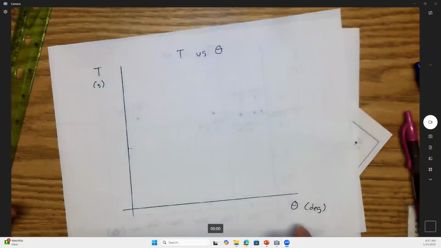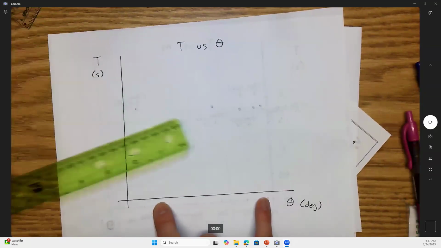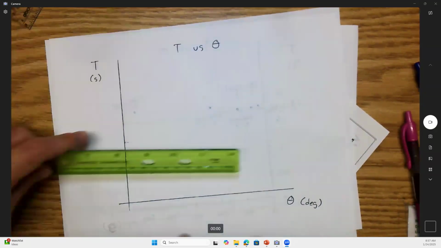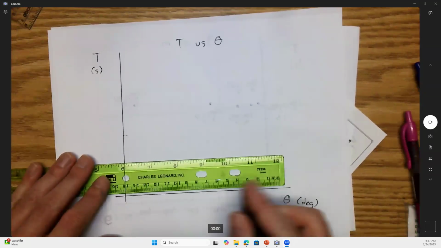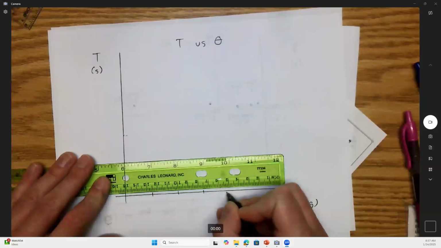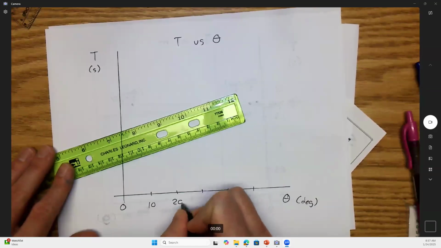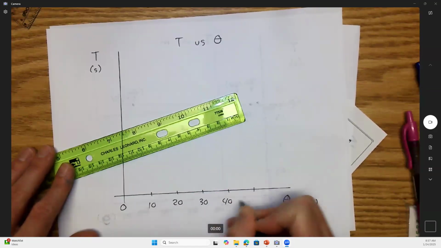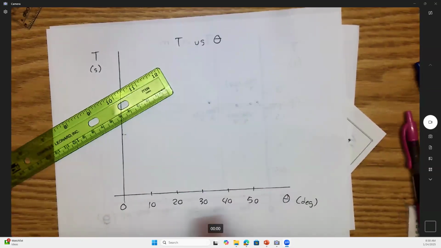Okay. All right. So Joseph, what was your largest angle used? Our largest angle used was 50. 50 degrees? All right. So I'm going to scale that. Let's go 10, 20, 30, 40, 50. So 0, 10, 20, 30, 40, 50. Of course, you guys, these graphs are starting at 0 and then scaling up from there.